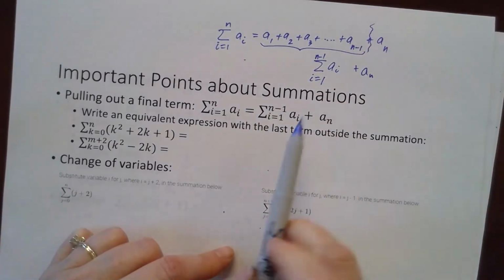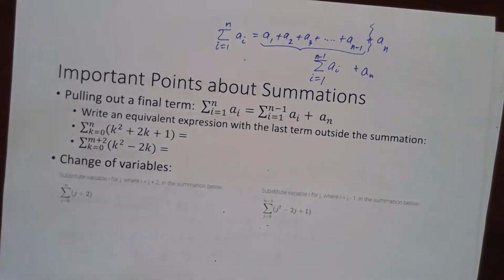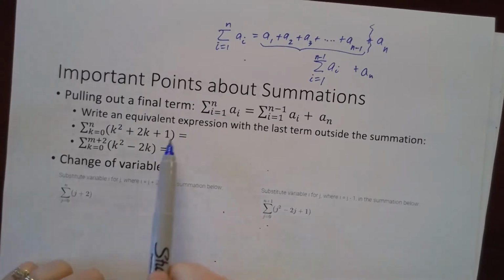Okay. So notice that's this right here. That's all we're doing. We're imagining, okay, if I expanded it out and just took the last one off, I'll leave the rest of it in its summation form, but the last one I'm going to pull off. All right, let's try it here.